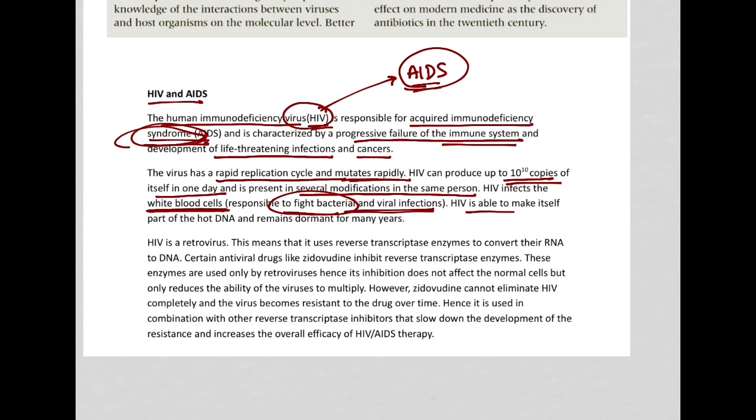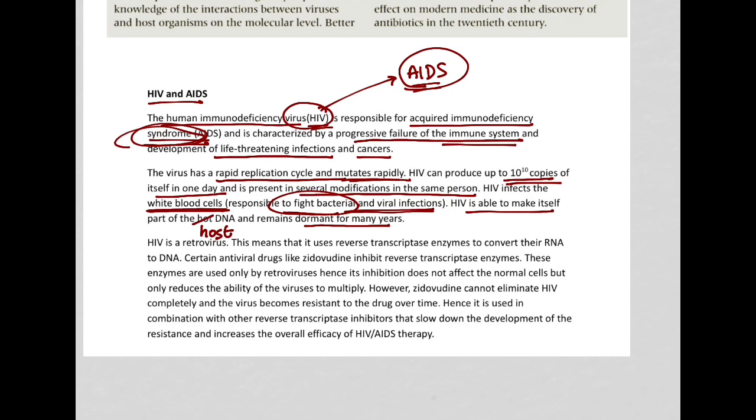Now the HIV is able to make itself part of the host DNA, but remain dormant for many years, which means that during its dormant stage, copies of itself are not going to be made. So it's going to infect some white blood cells, but copies of the HIV virus will not be made.